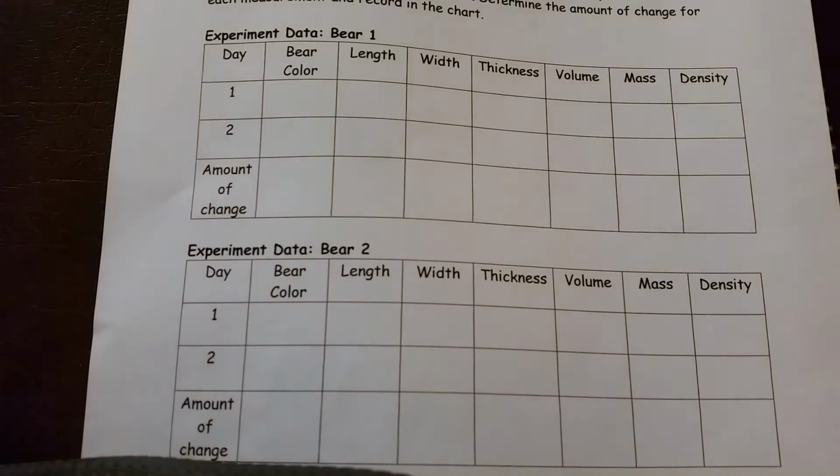Okay, here are the data tables that you're going to fill out. Bear 1 is purple, and he's the one we're going to soak in water overnight. Bear 2 is just going to sit on the counter next to Bear 1 in the open air. But we need data for both of the bears. So Bear 1's color is purple. Bear 2's color is blue.